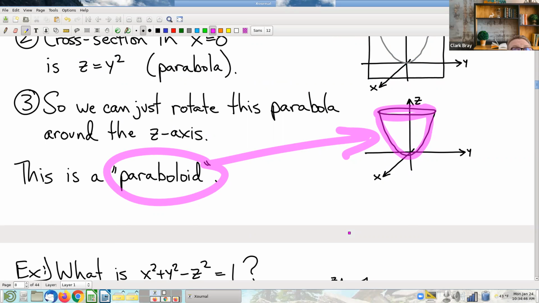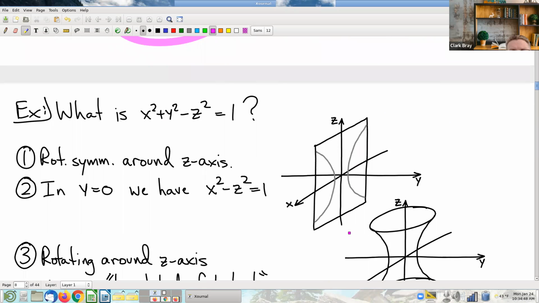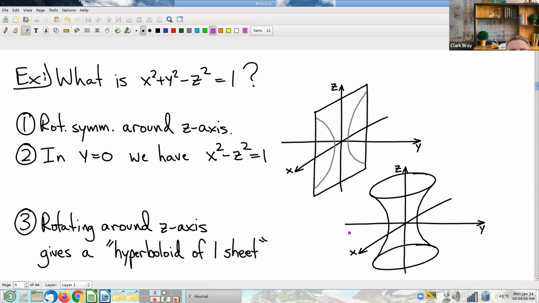But there are other kinds of surfaces that you can draw conclusions about with this argument. So let's take this one here. What does that surface look like? Step 1, notice x and y appear only in the given form. So therefore, it's rotationally symmetric around the z-axis.